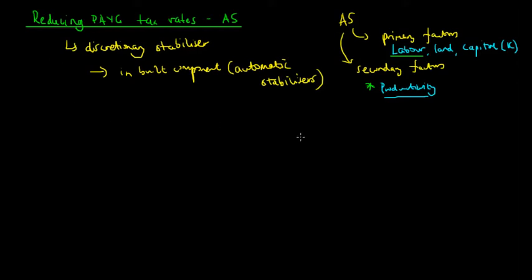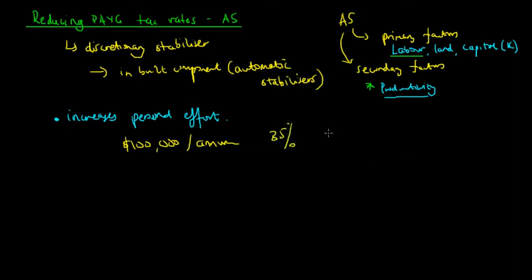So how does reducing pay-as-you-go tax rates increase aggregate supply side conditions? What many economists argue is that with lower income tax rates, this would increase personal effort. So to look at a working example of this, say a person earns $100,000 per year, per annum. If we average this out, they pay around 35% in tax. So they have to pay $35,000 or thereabouts in tax. So the disposable income left after taxation is only $65,000.